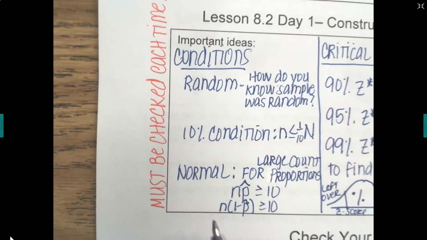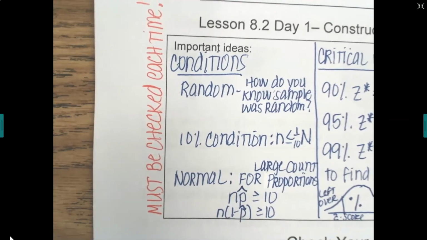And the last one is our distribution has to be approximately normal so we can find z-scores and find the area and everything. So you have to check to make sure that the shape is approximately normal. And so you use large counts for proportions, and that's n times p hat in this case, because we don't have p. That's the whole reason we're doing this. And n times 1 minus p hat. All right? So those are going to have to be checked.